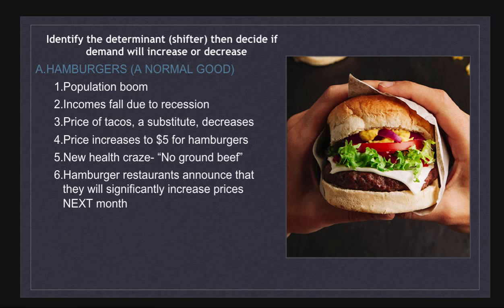Number 6. All of a sudden, hamburger restaurants announced that they're going to significantly increase the purchase price next month. Next is capitalized. Take a hint.